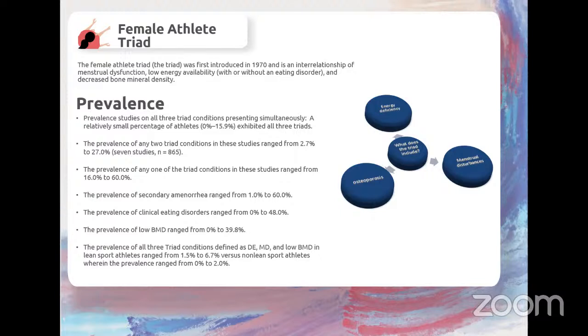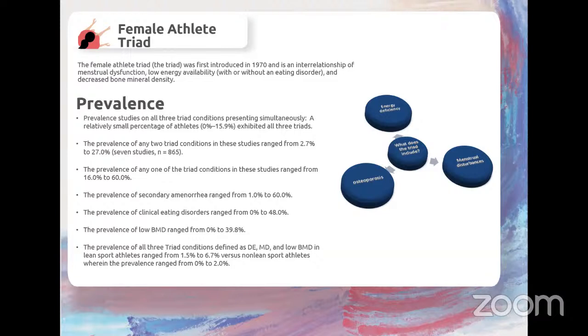For example, one might be suffering from osteoporosis and energy deficiency, or another might be suffering from menstrual disturbances and osteoporosis. Athletes who suffer at least two of these conditions range from 2.7 to 27% out of 865 athletes. Next, up to 16 to 60% of athletes suffer from one condition. So it's not necessary that the person has all the three conditions to be suffering from female athlete triad. If any one is present, it can eventually lead to the other two. So you have to be aware about that.